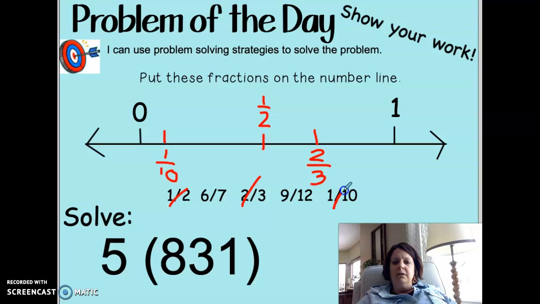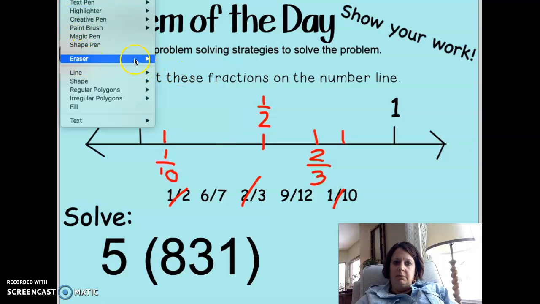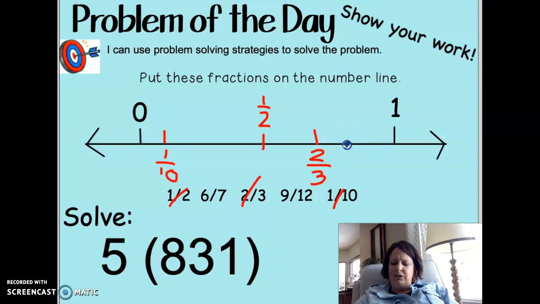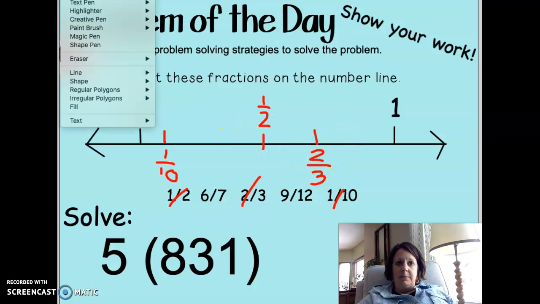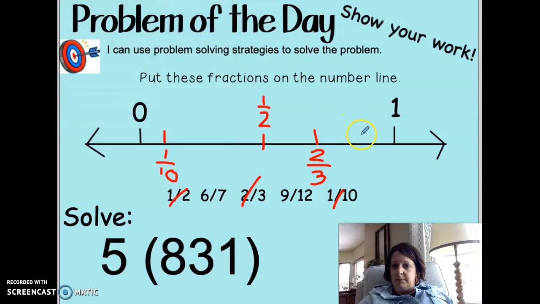All right. Okay, so now we need 6/7 and 9/12. So we know both of those are going to be in this area. 6/7 means if it's broken up into 7 parts, this would be 7/7. So 6/7 will probably be, well, I'm going to get my eraser out and say, nah, I don't think it's that close to 2/3. I think it's actually maybe like right here. 6/7, right?